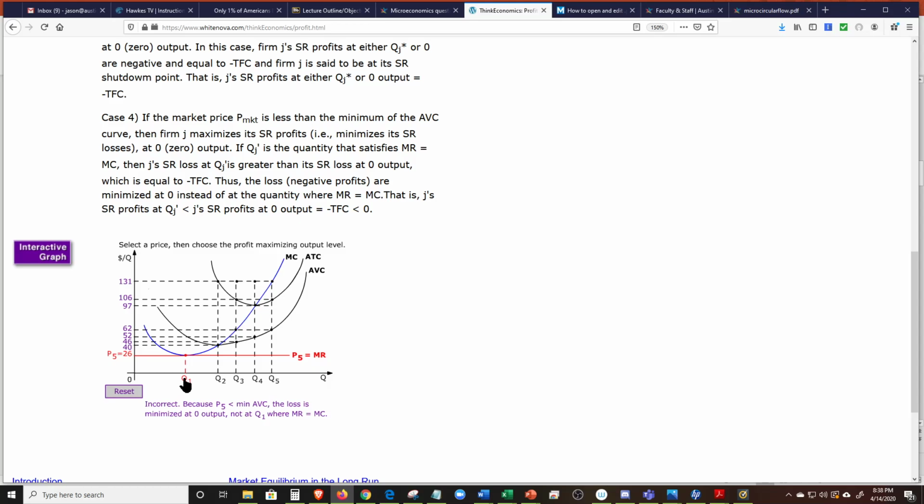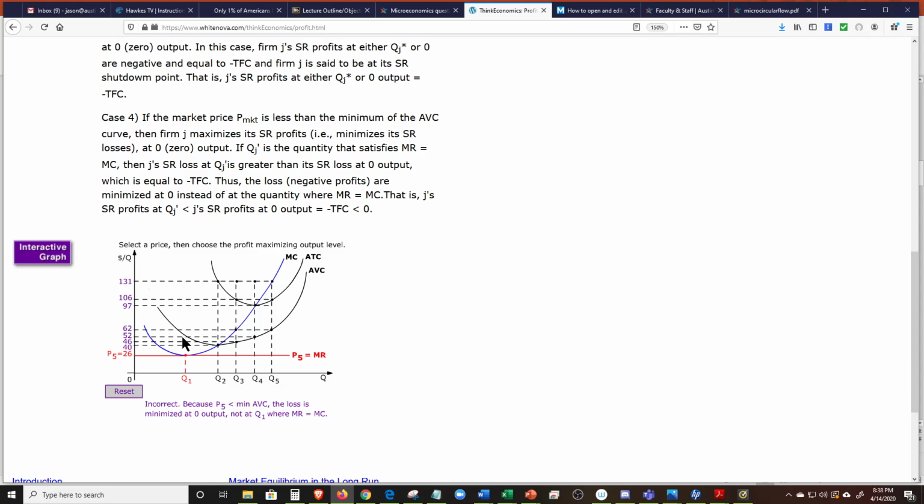And essentially, it says incorrect because the price is less than minimum average variable cost. The loss is minimized at zero output because it would just lose the fixed cost.